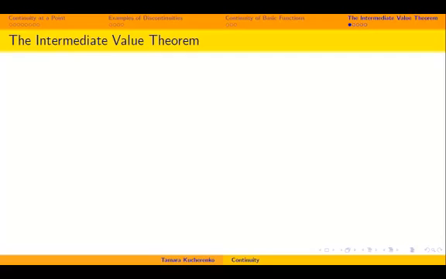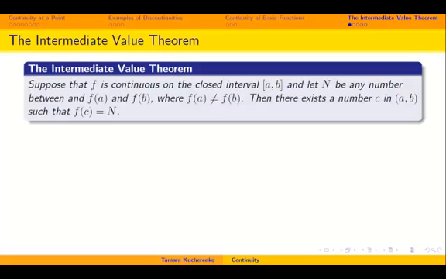One key property of continuous functions is that they satisfy the intermediate value theorem. Suppose that f is continuous on the closed interval [a, b], and let n be any number between f of a and f of b, where f of a is not equal to f of b. Then there exists a number c in the open interval (a, b) such that f of c equals n.